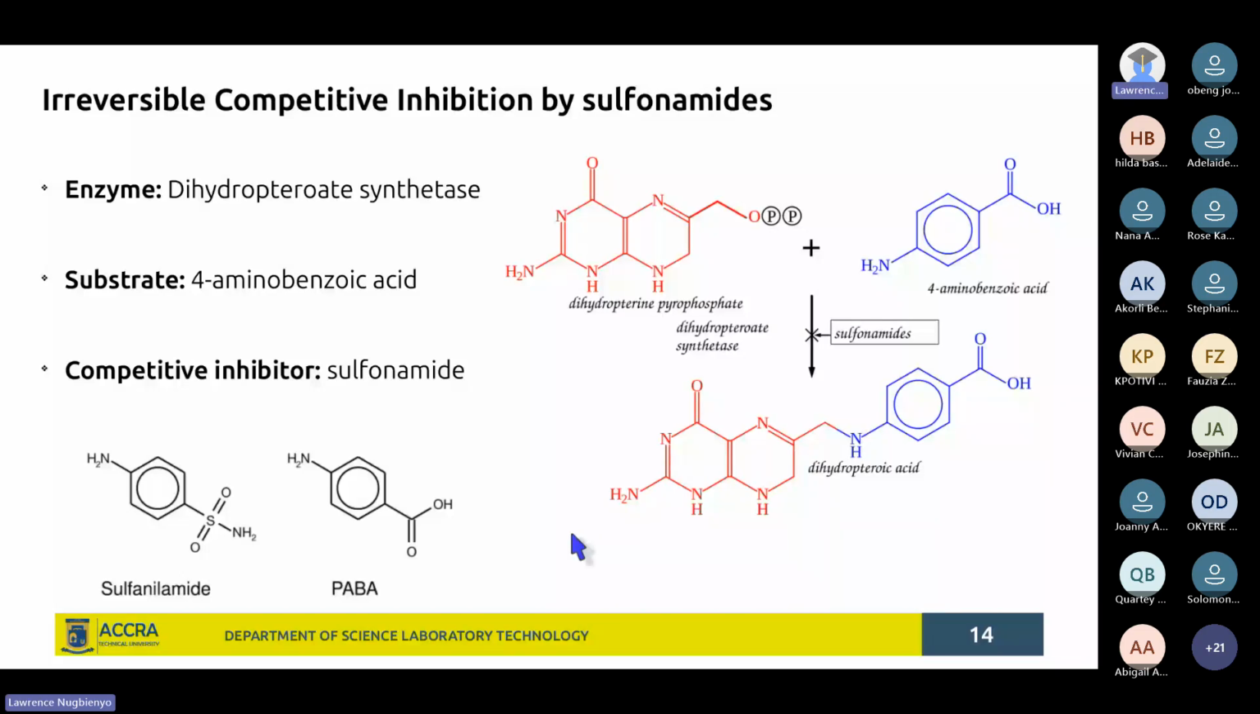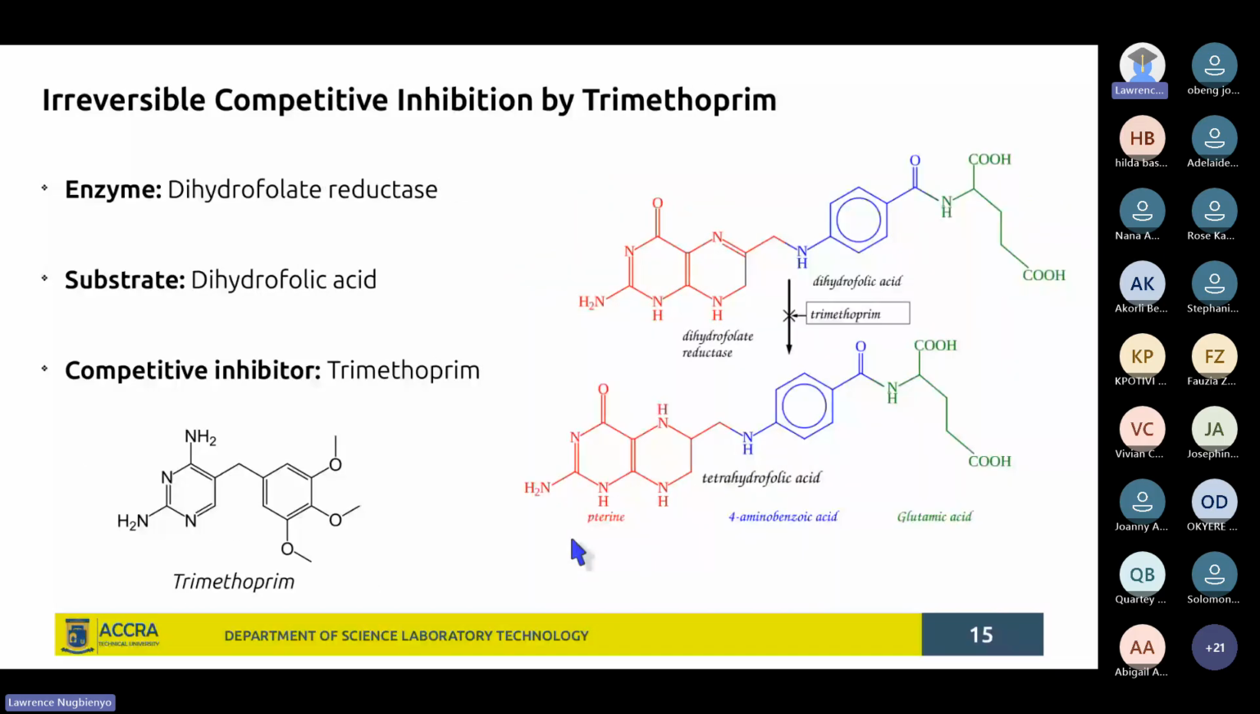Now, the second, that last reaction that we also referred to, you have trimethoprim also acting as an inhibitor to dihydrofolate reductase. Now, in this case, trimethoprim is acting as a competitive inhibitor, competing with the dihydrofolic acid.